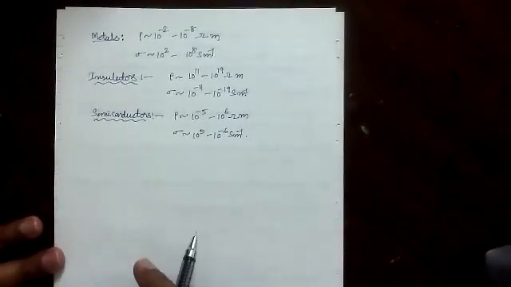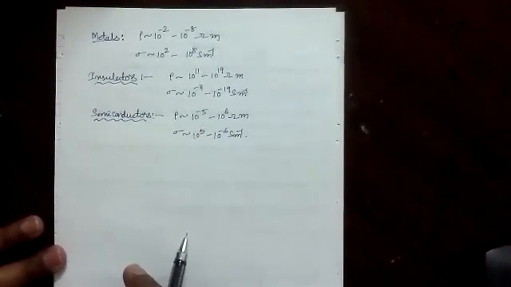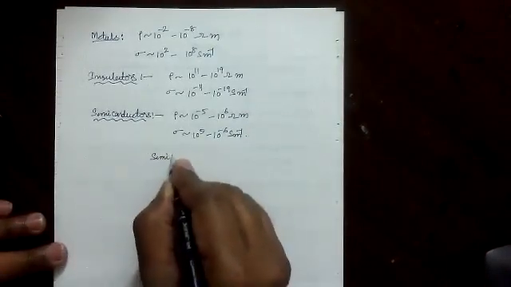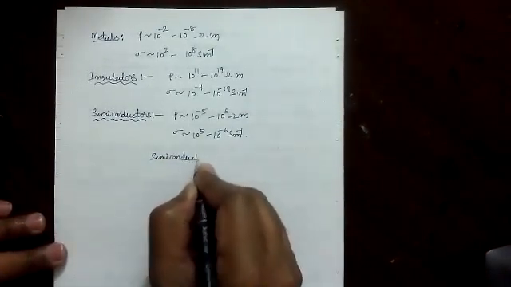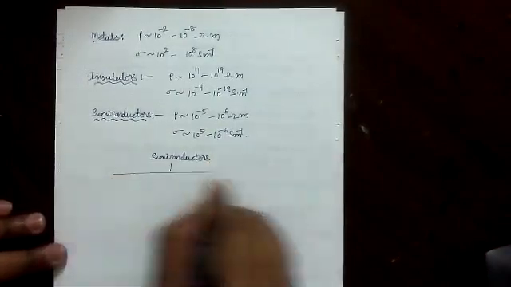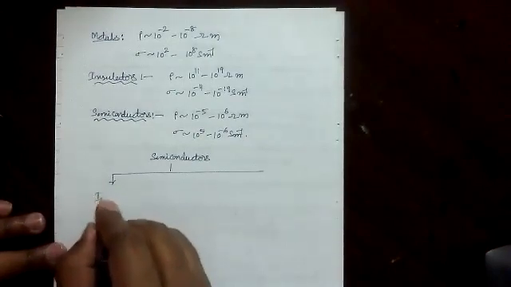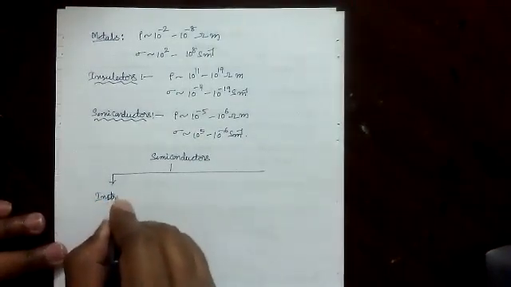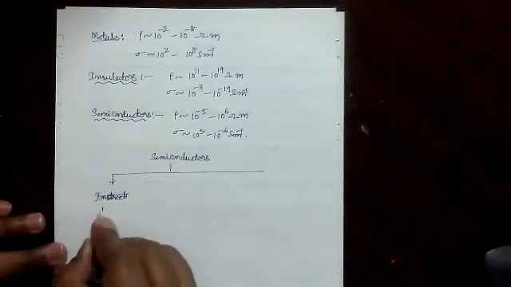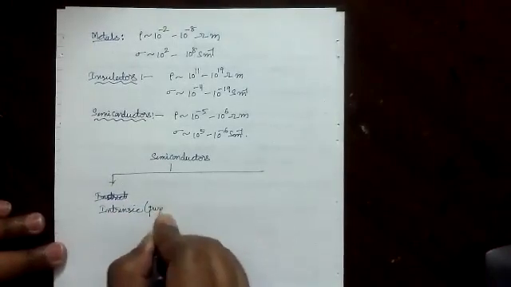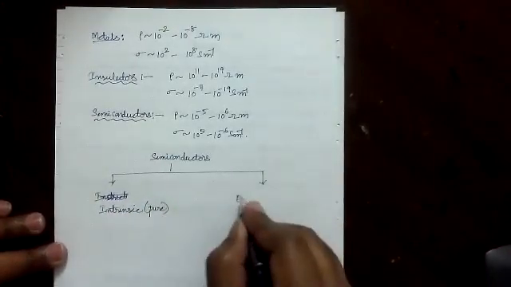Next, how does the classification take place here? Elemental semiconductors and compound semiconductors, that we will see. See the classification: semiconductors are classified into two, intrinsic or pure semiconductors, and extrinsic or impure semiconductors.